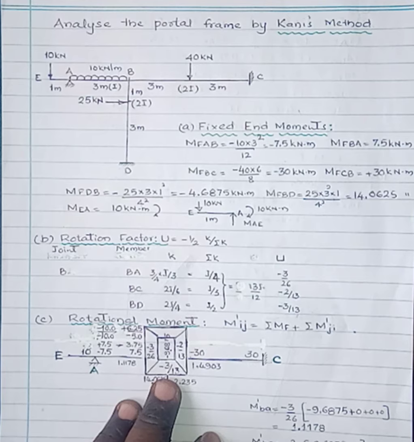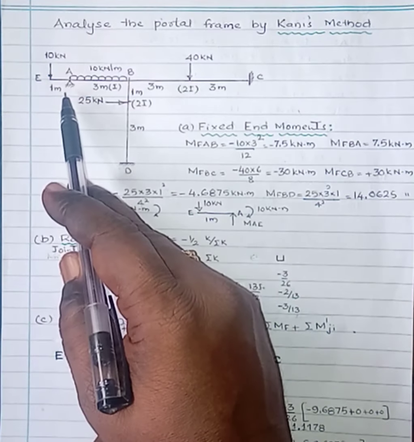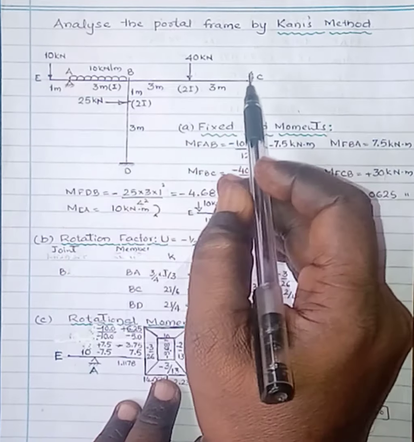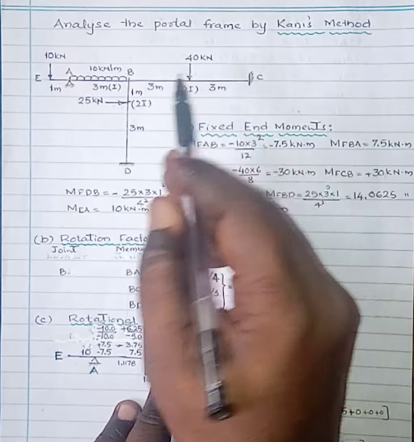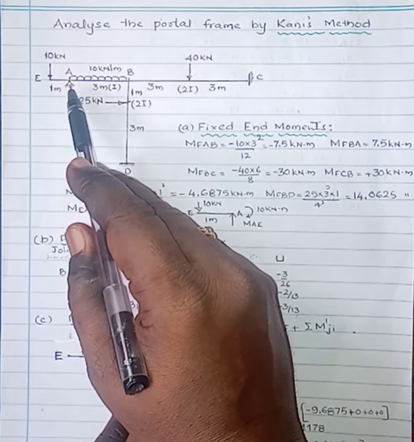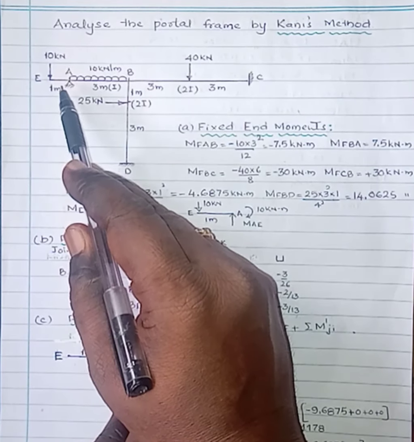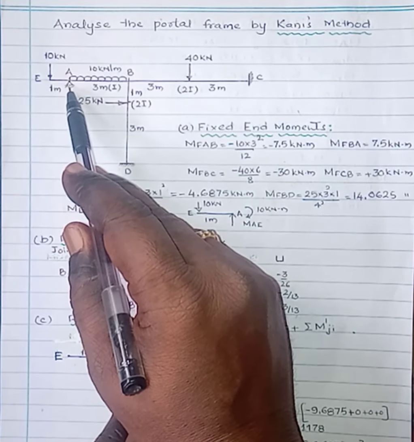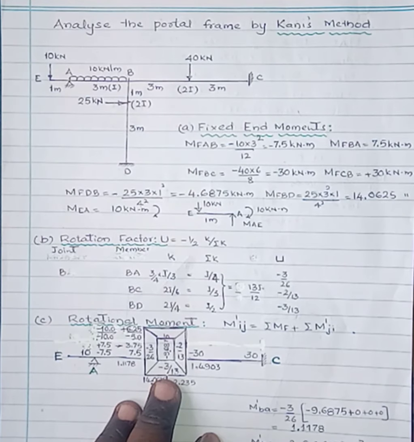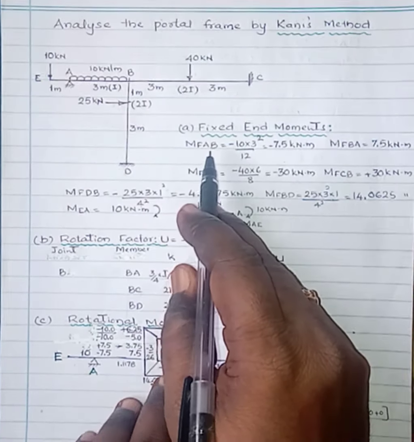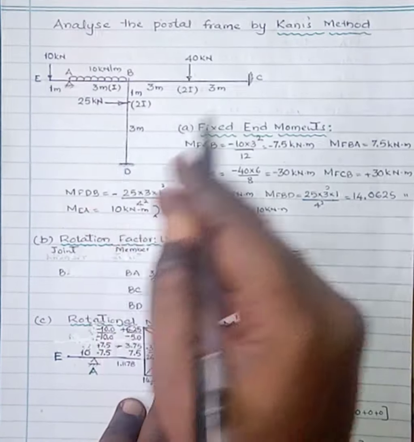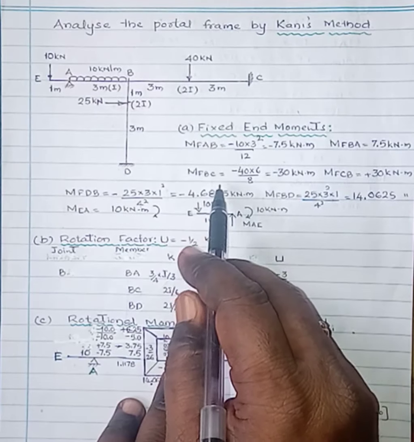Here, by observing this, in the previous video there was no support at A, only a fixed support at the right side end. Here this one is subjected to a point load, and there is a support at A. Hence this one is a non-sway portal frame. The horizontal member is fixed at one end and hinged at the other end. Hence this is a non-sway portal frame.